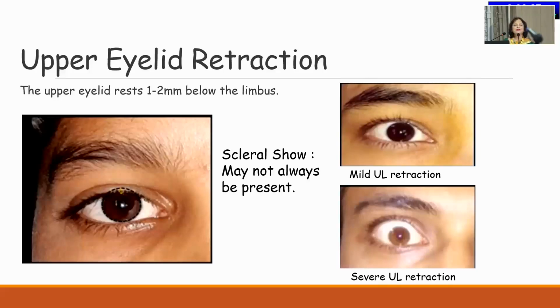Hence, it definitely makes it an important topic to be discussed. The upper eyelid, as you know, rests around 1 to 2 mm below the limbus, and it can be a mild upper lid retraction or a severe upper lid retraction, as you can see in the upper and the lower. So it is not necessary that every time you will have a scleral show present. Without scleral show also, you can label it as a lid retraction.